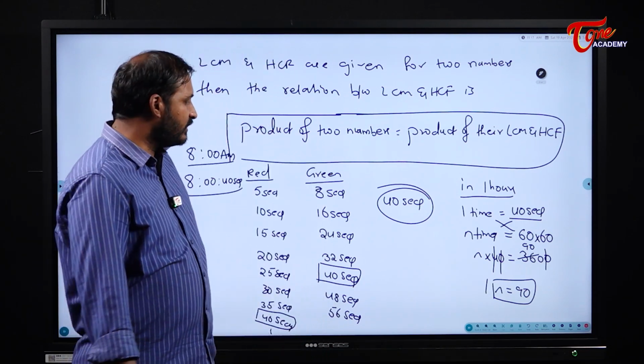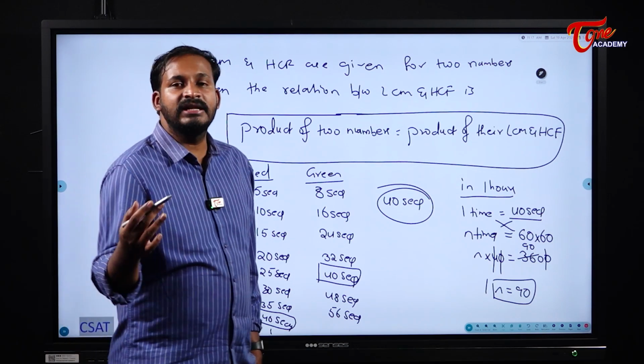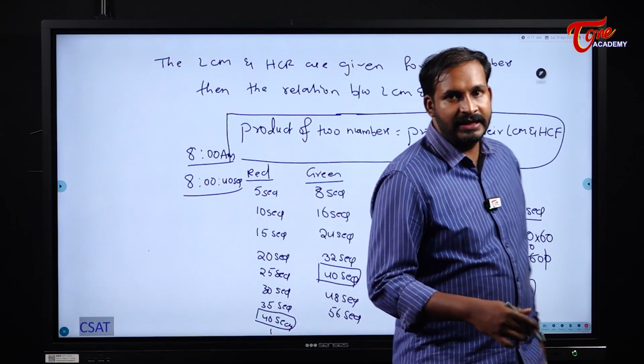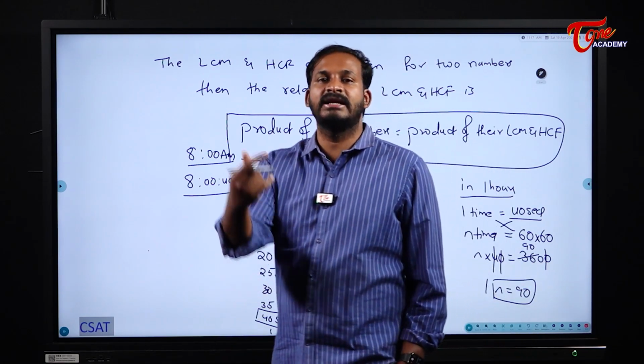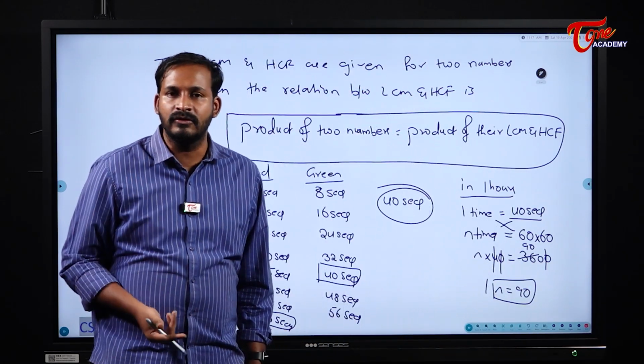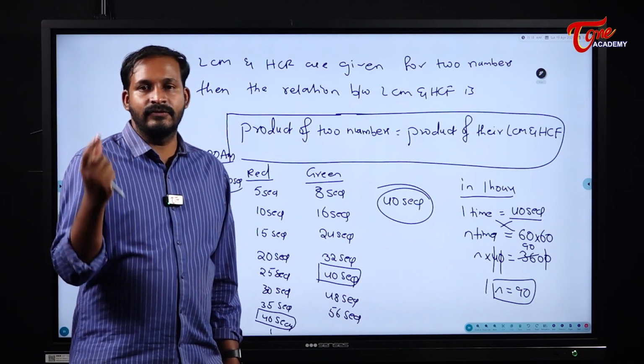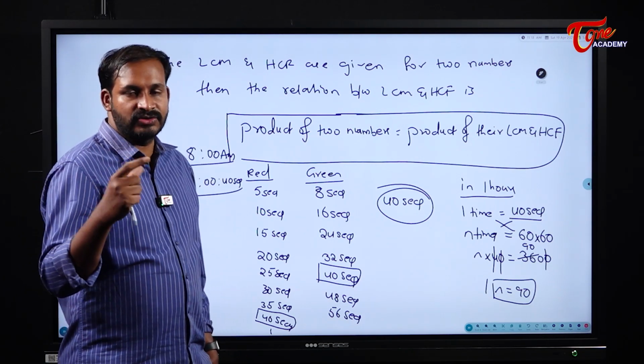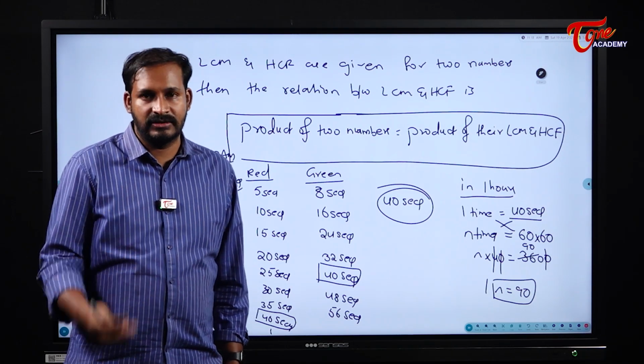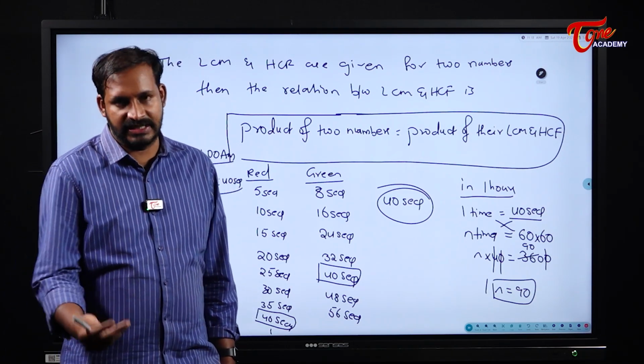So if the question is when they will blink together immediately, simply find the LCM and add that time to the given time. They will definitely give you one particular time. Or else, they will give you a time frame: in between so and so time, how many times will it happen together, simultaneously, or once again.